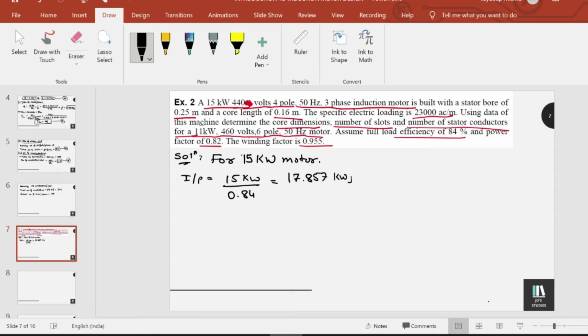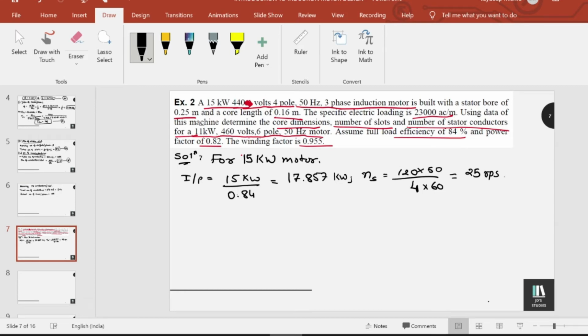Now we will find the synchronous speed Ns, which is 120 f by p. f is 50, and p is the number of poles, which is 4. We will convert into RPS, so we divide it by 60. So we will get 25 RPS directly.